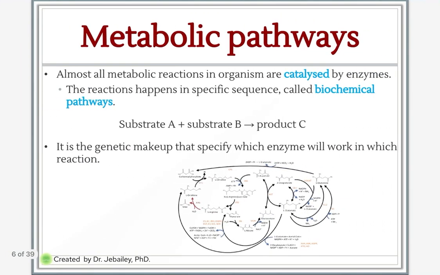So now that we're talking about metabolic pathways, it's a chemical reaction. Sometimes we can make those chemical reactions go faster. How is that done? Well, it's done with what we call enzymes. Why? Because they're catalysts, which means they speed up the reaction.